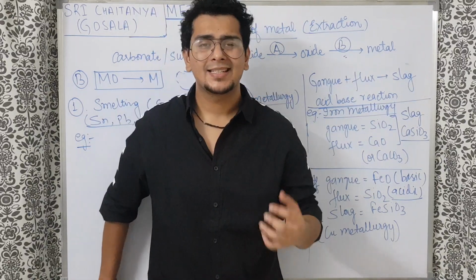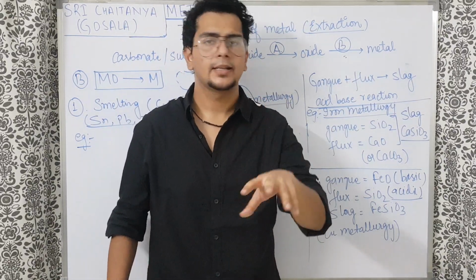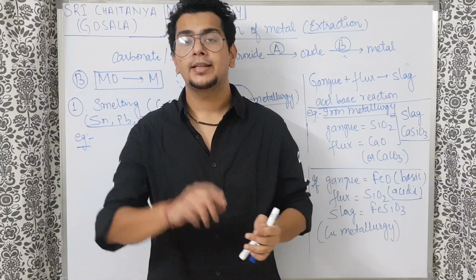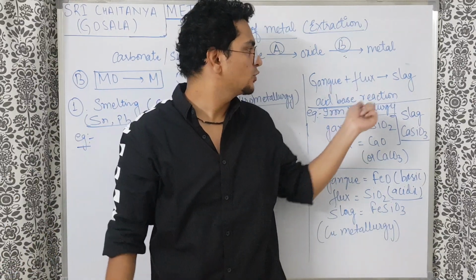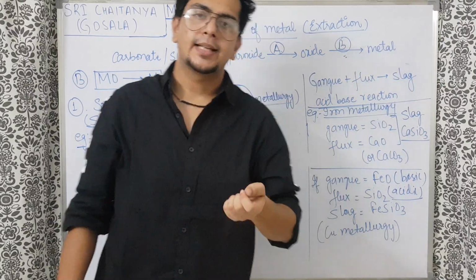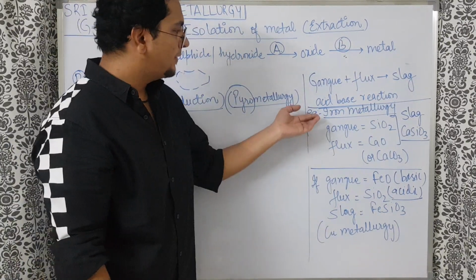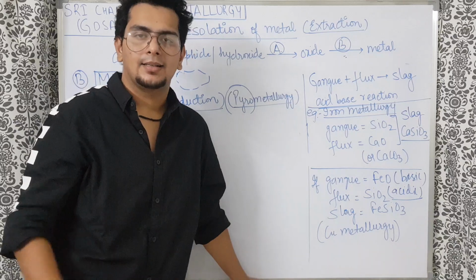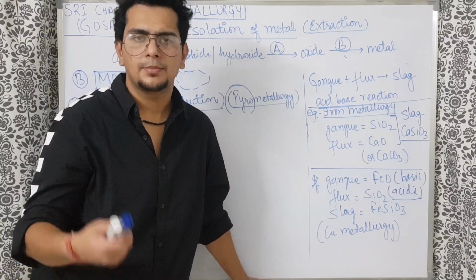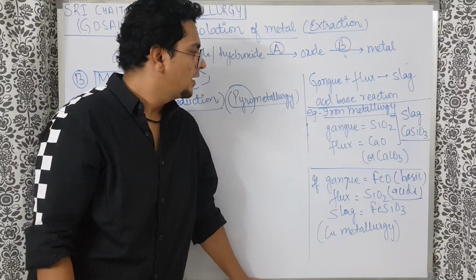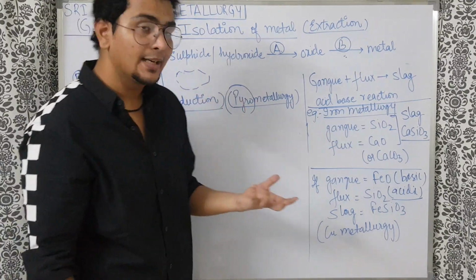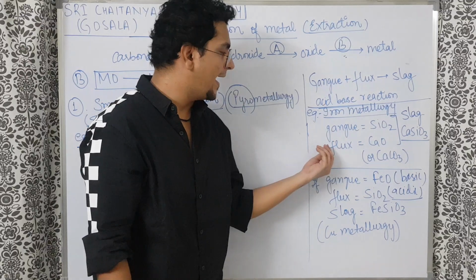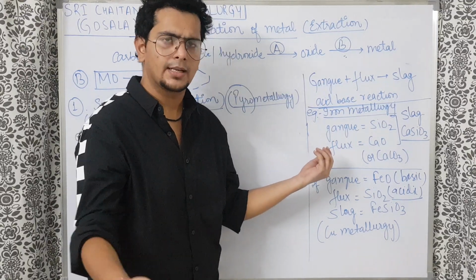So we understand gangue is the impurity present in the ore. Flux is the substance that you add to remove gangue, and they together react to form slag. This reaction is an acid-base reaction. Example, for iron metallurgy, silica is the impurity. SiO2 is the impurity for iron oxides. So here silica is gangue and silica we know is acidic in nature. So the flux you will add will be basic in nature, that is a metal oxide.